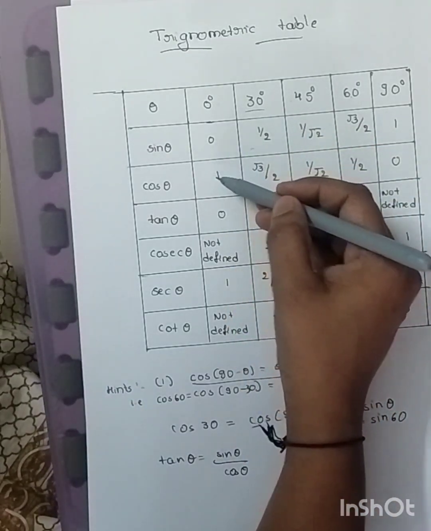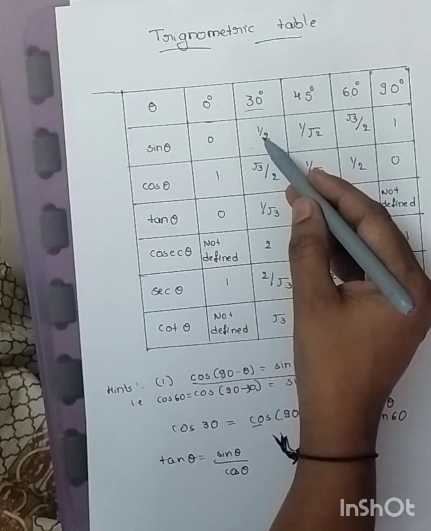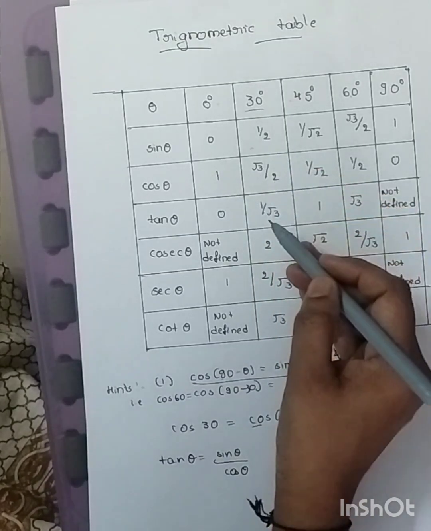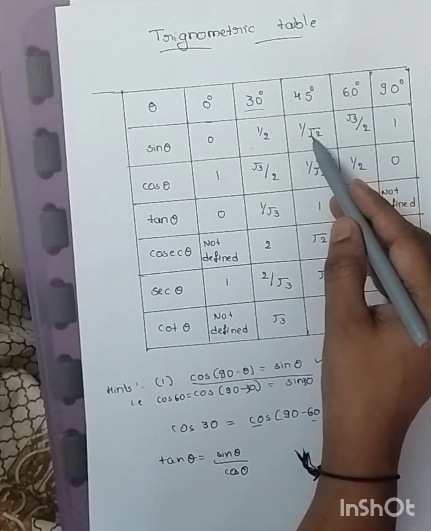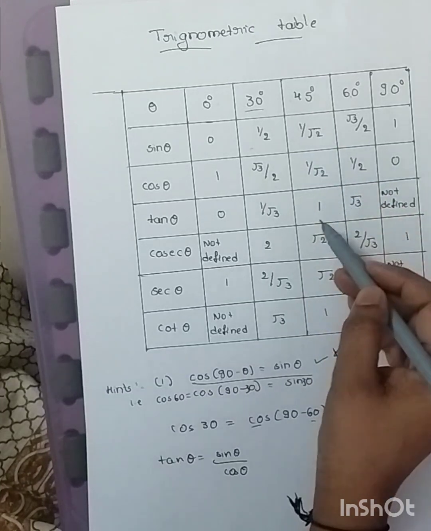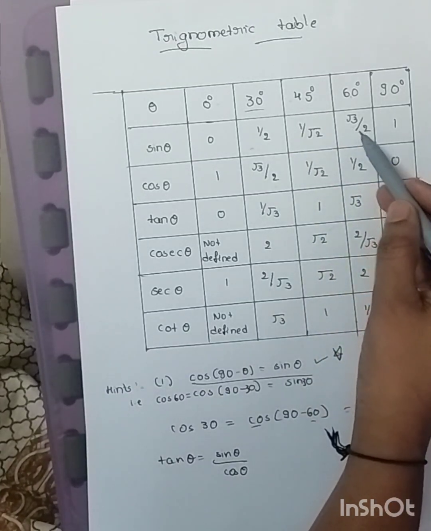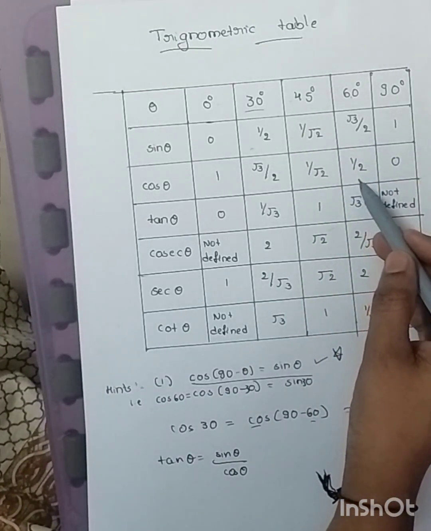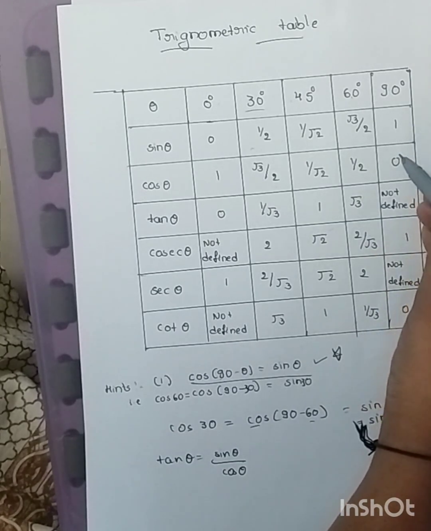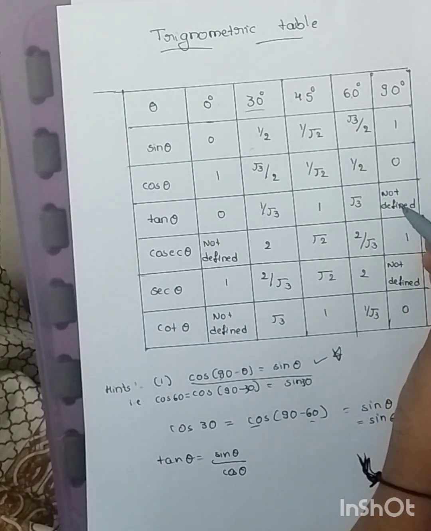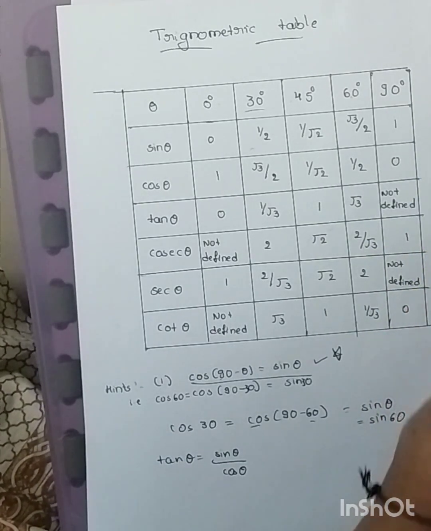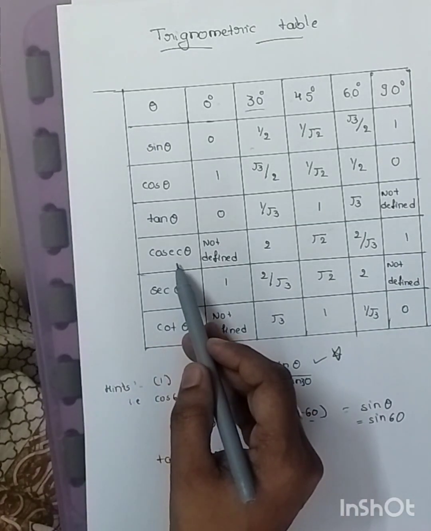So 0 by 1 is 0. 1 by 2 divided by root 3 by 2 gives 1 by root 3. 1 by root 2 divided by 1 by root 2 gives 1. Root 3 by 2 divided by 1 by 2 gives root 3. And 1 by 0 is not defined, because anything divided by 0 is infinity. Similarly for cosec theta, we know the relation.